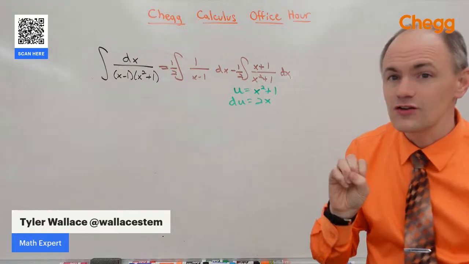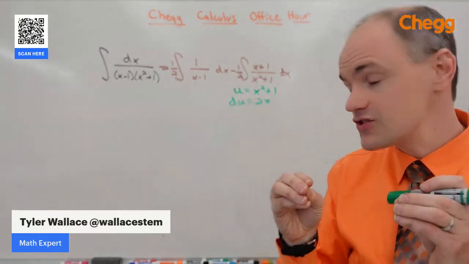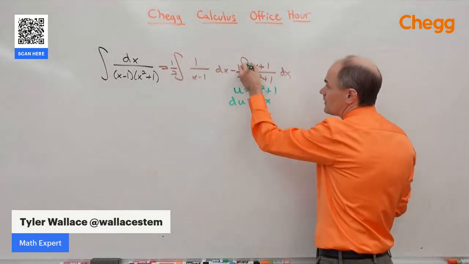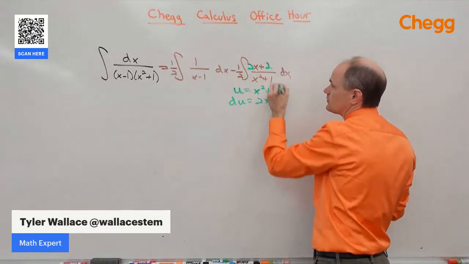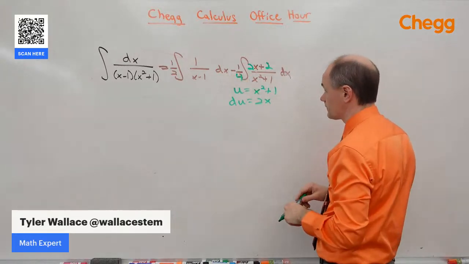This is where we're going to get a little creative. We're going to multiply by 2 and then split that into two fractions. When I multiply by 2, that's going to become 2x plus 2. Well, multiplying by 2 has to be offset by dividing by 2.